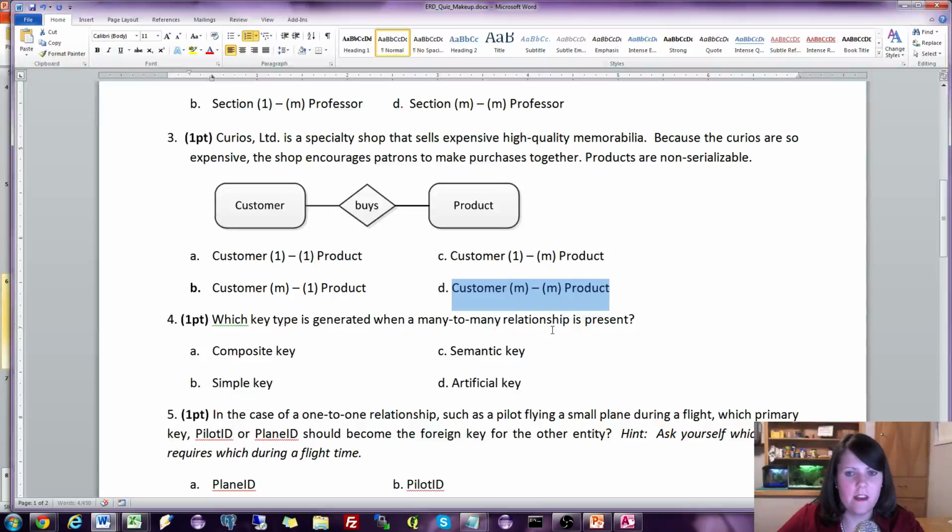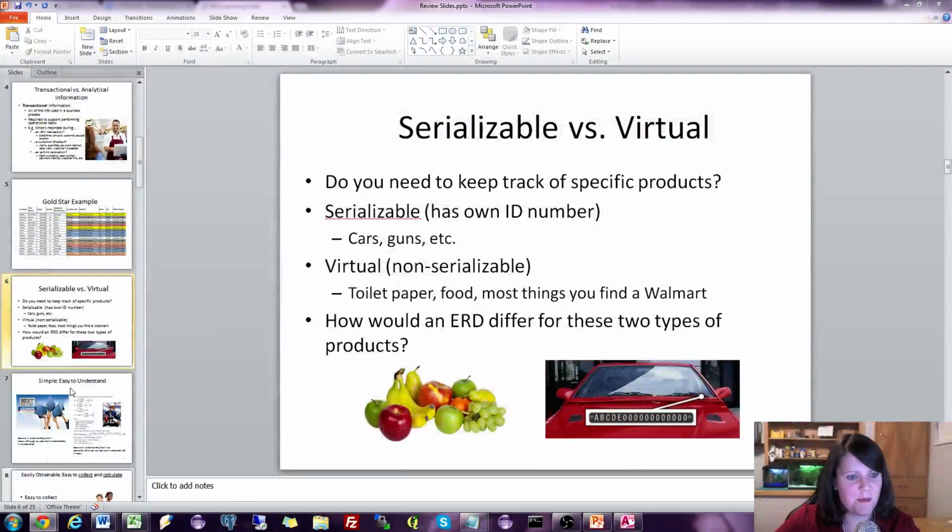Okay, so I'm going to leave that and come back to it if you have questions later on. But the bottom line was, if products are non-serializable, I've got many on the side of product, and if they were serializable, then I've got one on that side of the relationship. Okay, just wanted to make a point of that.